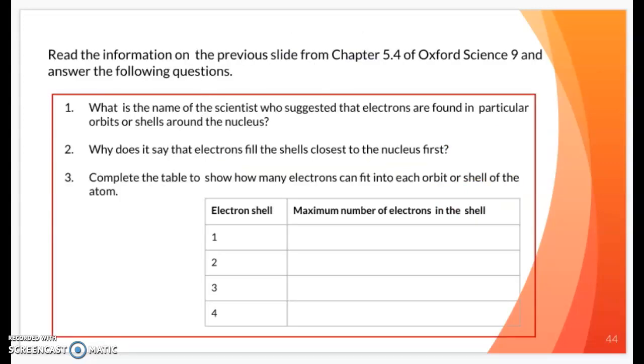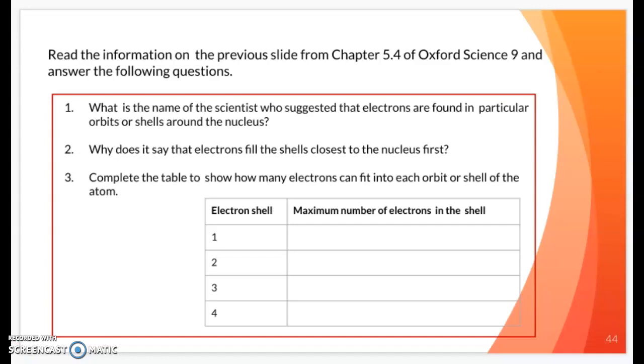Now, to help you with the reading, there's also a few key questions on the next slide. In a nutshell, I'll go through the answers here. The name of the scientist who actually suggested that the electrons are in specific orbits, Niels Bohr. Why does it say the electrons fill the shells closest to the nucleus first? It comes down to the stability.